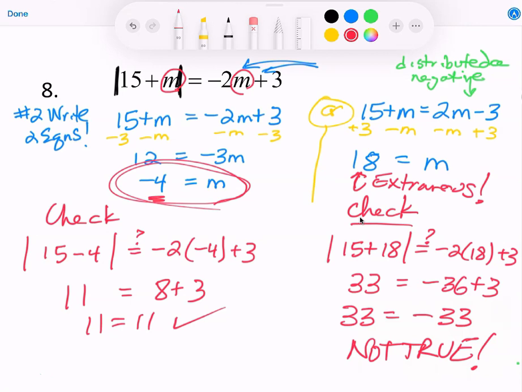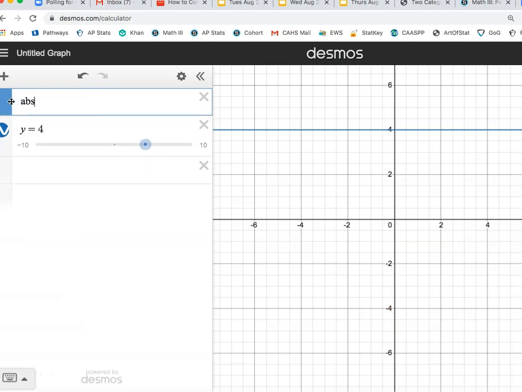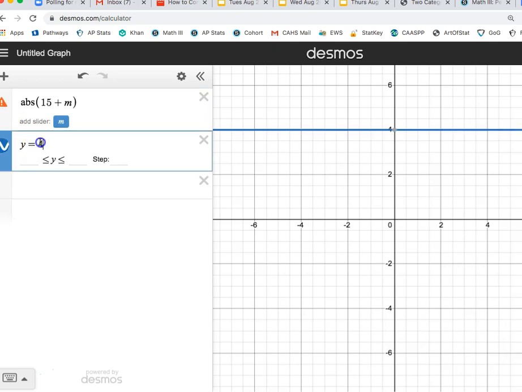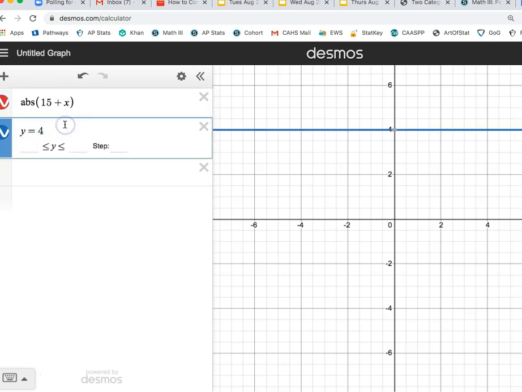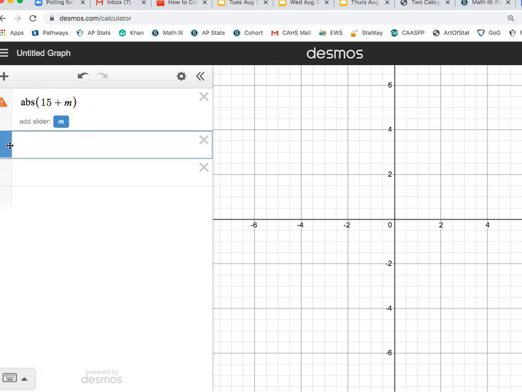Let me show you one more quick graph to illustrate this. This only has one solution. So let's go back here. We have in Desmos, absolute value of 15 plus m. Well, it's kind of a flat line. I'll use 15 plus m. Oh, that was my y equals 4 line. Negative 2m plus 3.